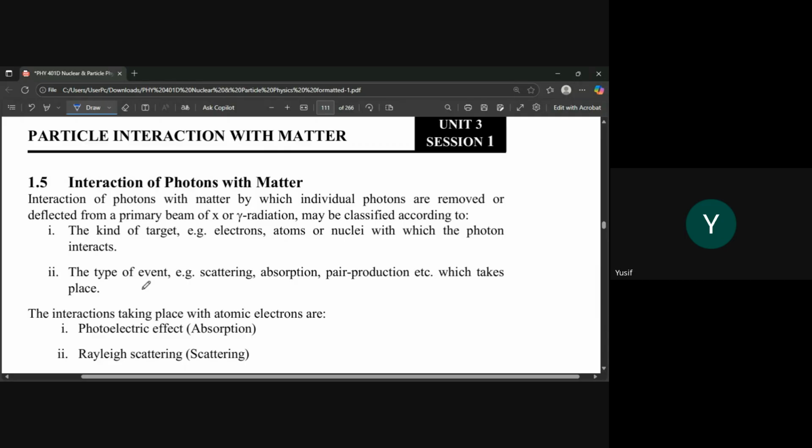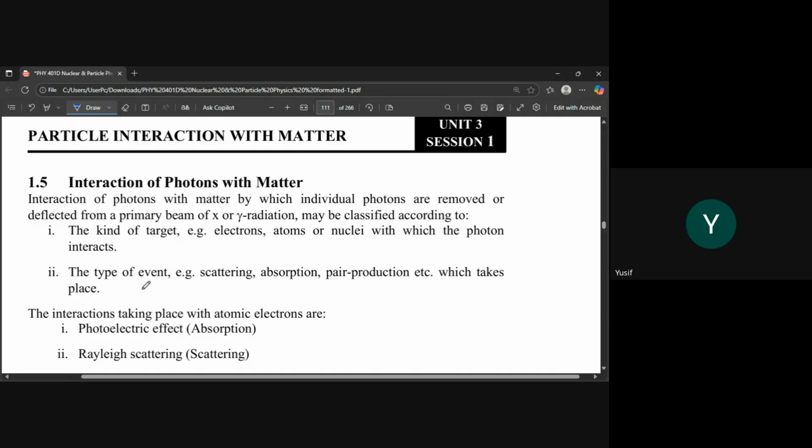So you move to the interaction of photons with matter. When you are talking about photons, we are just talking about light energy. So when light energy interacts with matter, what are some of the things that happen, or what should you pay attention to? The interaction of photons with matter, by which individual photons are removed or deflected from a primary beam of X or gamma radiation, may be classified according to, one, the kind of target.